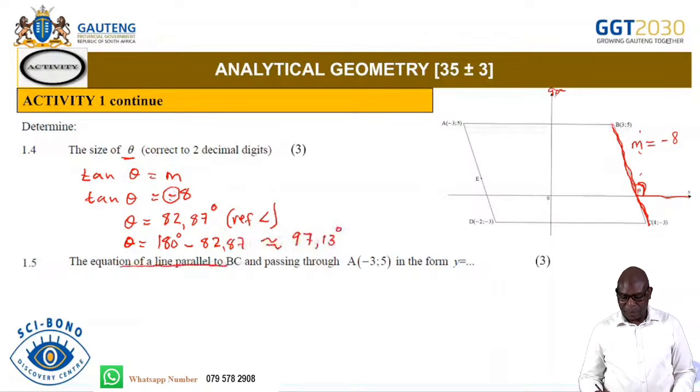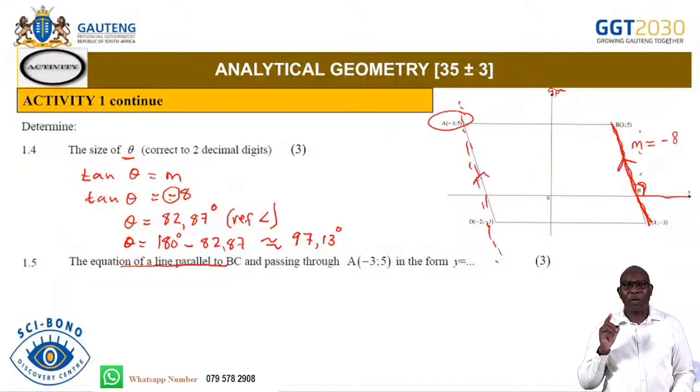It says it must be parallel to BC, to line BC, right? But this line must pass through (-3, 5). We don't know how it's going to go, but it must be parallel to that one. First of all, keyword: parallel. What do you know about parallel lines and gradient? The gradients of parallel lines are equal. So I know the gradient of this line, meaning that I also know the gradient of that line.